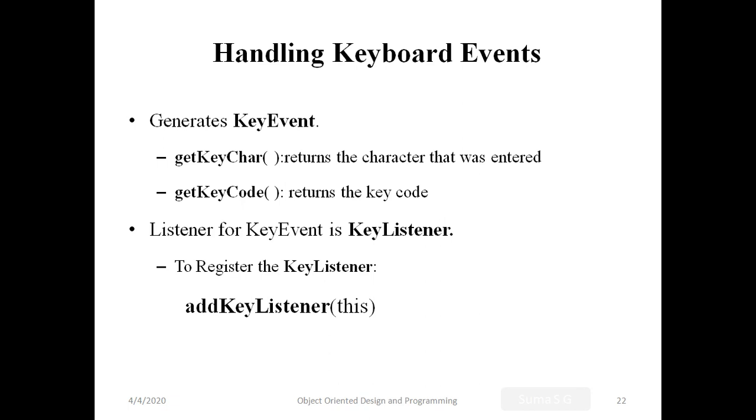Now, the listener that is associated with this event. A notification is always sent to a listener whenever an event is generated. So, the listener that is associated with key event is the key listener. So, we have to register the key listener in our program, right? To register the key listener, we use the method add type listener. Here the type is key. So addKeyListener(this), where this means the current object. Now addKeyListener means you are registering the key listener.